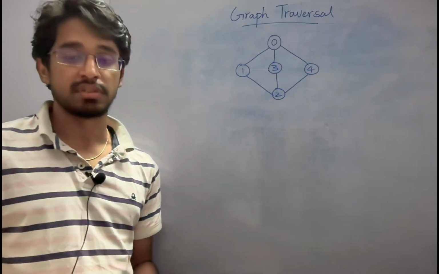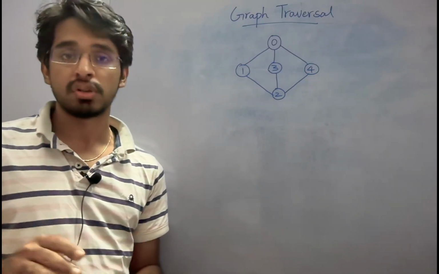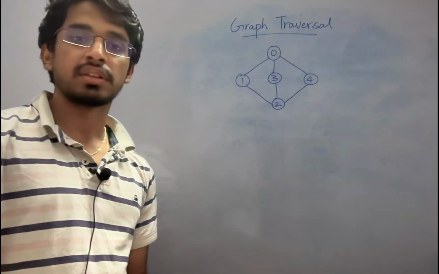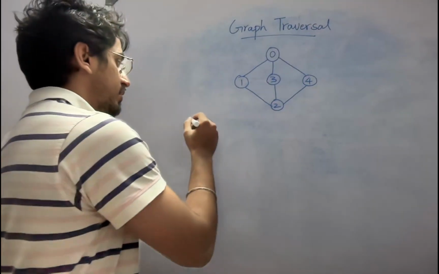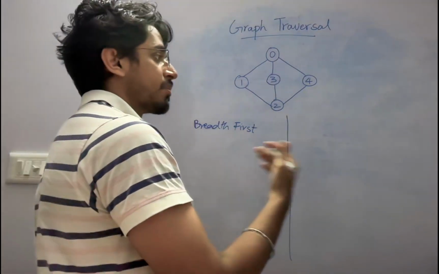So how do we traverse it, whether we go in the breadth way or in the depth way, like the horizontal or the vertical way. Basically there are two ways, as I told: one is breadth first and then the depth first. I'm just going to give a comparison between these two.